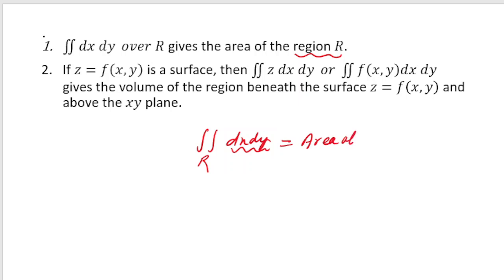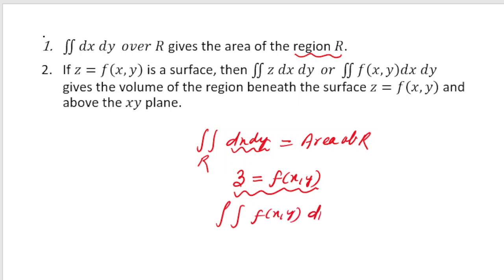of the region R. Similarly, suppose I take a function of two variables, z is equal to f of x comma y. I hope you are already aware that this represents a surface. So if I integrate f of xy dx dy over the region which is the projection of this surface in the xy plane, right?